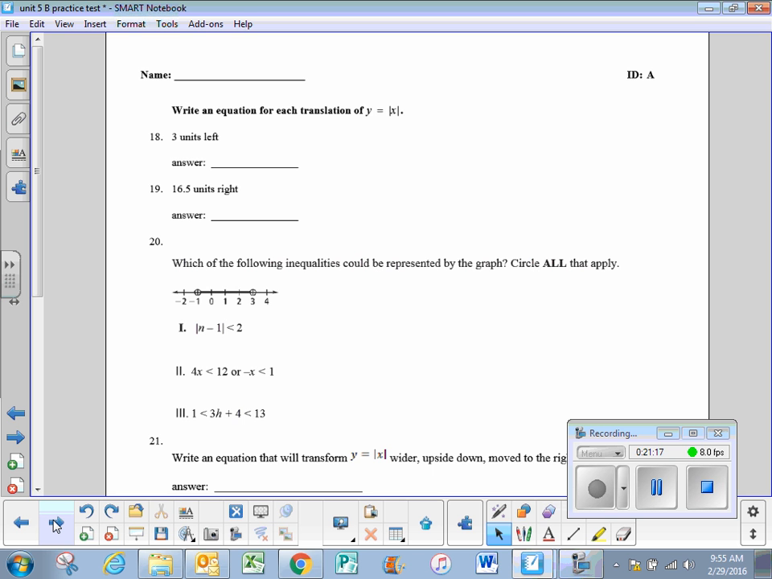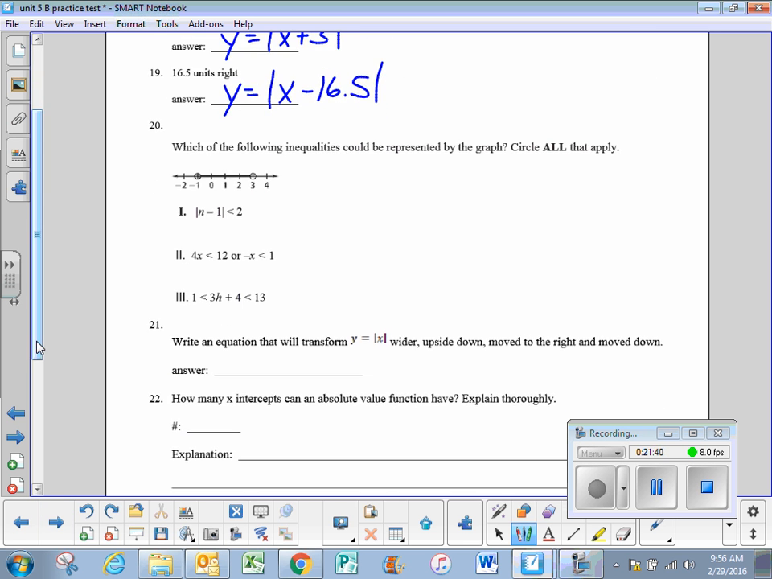All right. Number 18. Y equals absolute value. Okay. If I want something to move left, I need to add 3 inside the absolute value. If I want to move it right, I need to subtract the number. Those were tough. This one works because if I write my 2 inequalities, I get that. Then they want me to work those 2 out to show why they work. I know. I'll show you why.